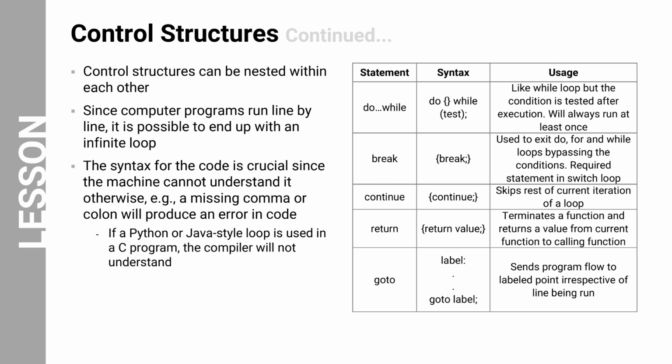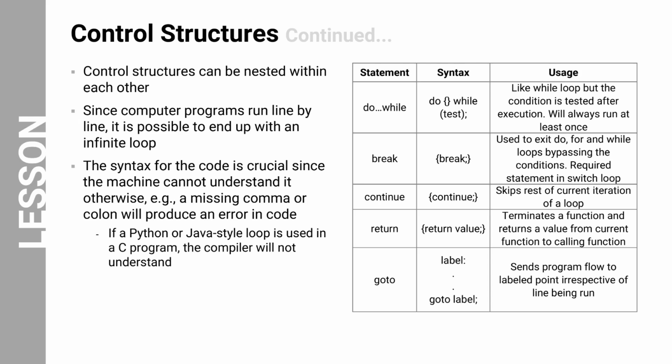Let's cover a few more control structures. For example, the do-while loop is like the while loop in that it continues executing as long as a specific condition is met. However, the key difference is that the do-while loop always executes the code block at least once, even if the condition is false from the start.